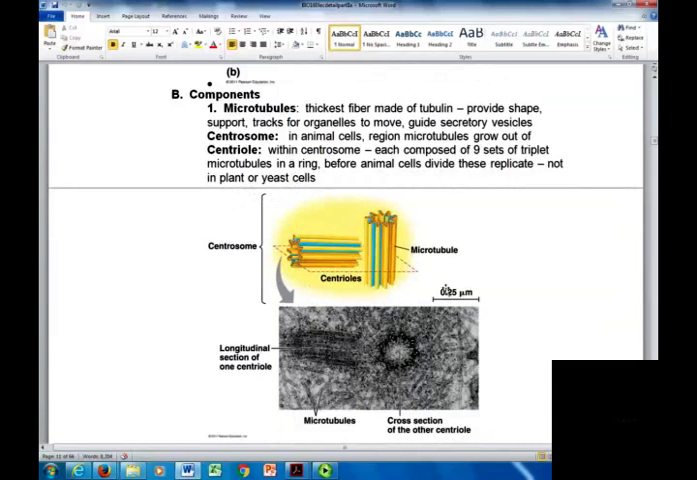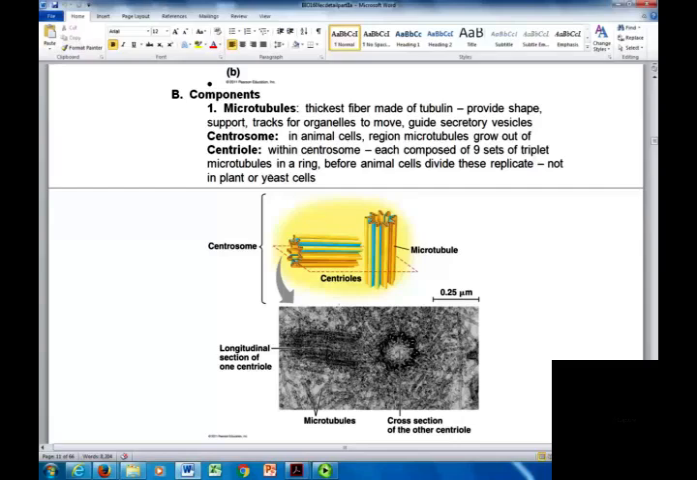The centrosome, this is present in animal cells. These organelles are not well understood. It's going to be in the region where the microtubules are going to grow out of. It's involved with cell division. We know it's not mandatory for cell division because plant cells do not have them.